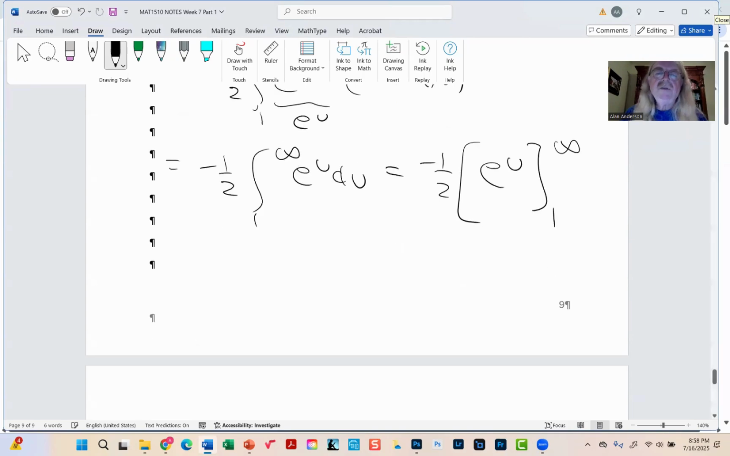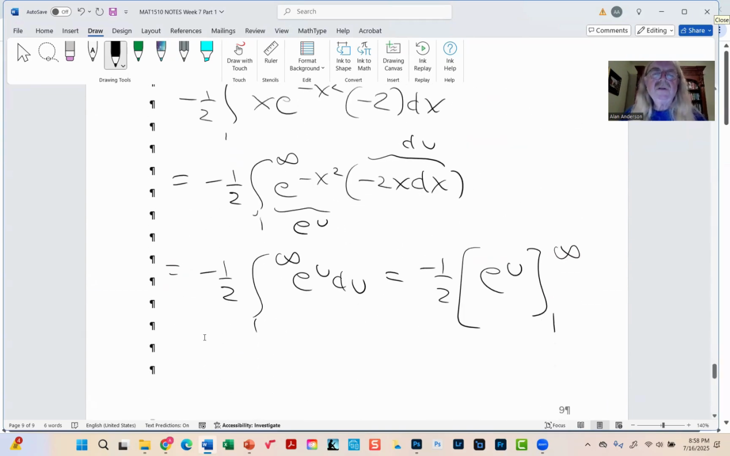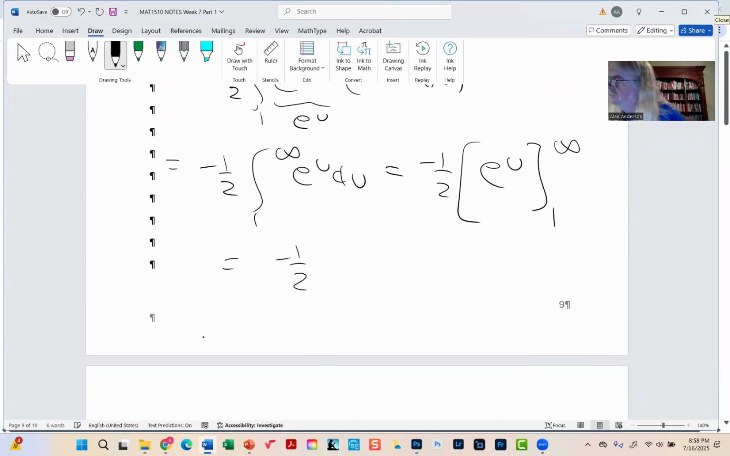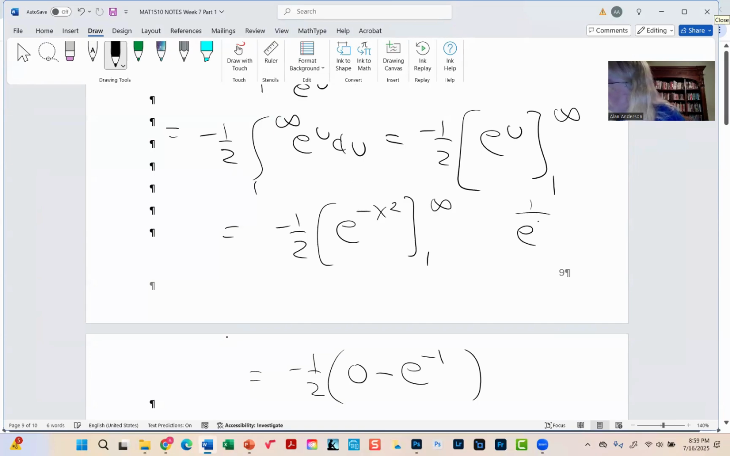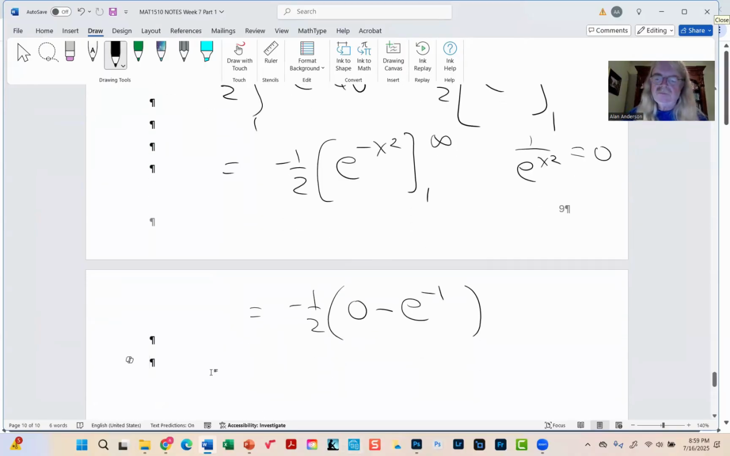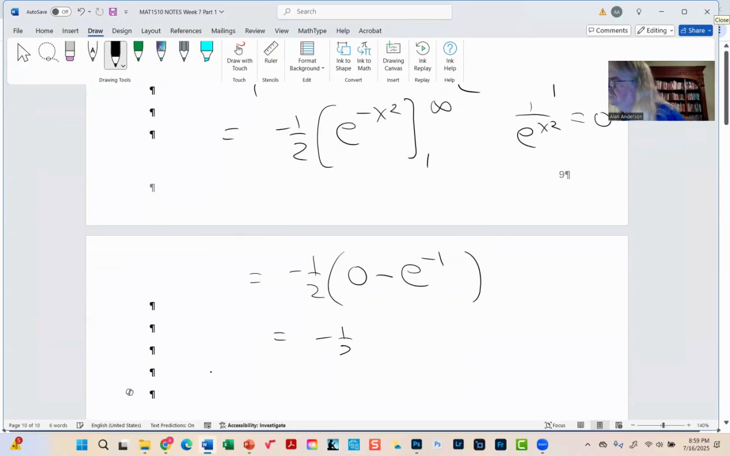All right, e to the u is -x². Now, because that exponent is negative, we're going to wind up with, okay, in other words, e to the -x² is 1 over e to the x², so this just goes to 0. So we ultimately end up with 1 over 2e.